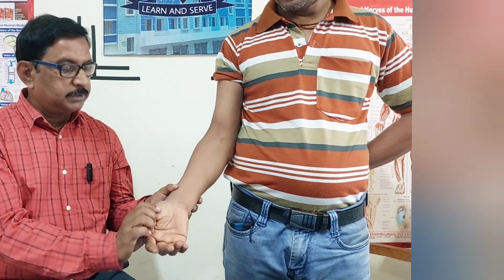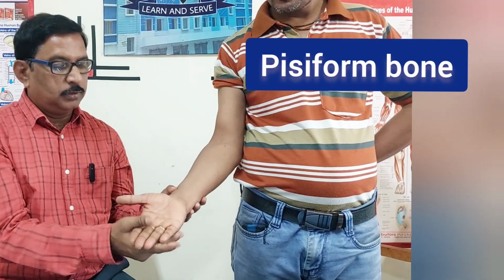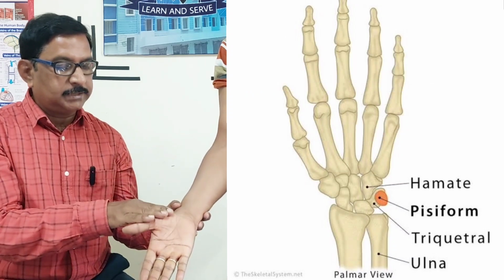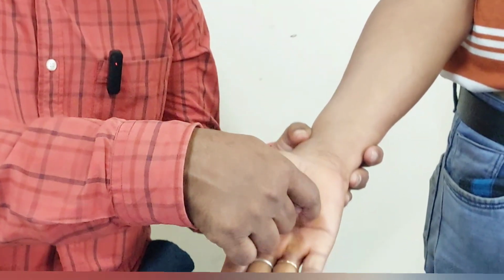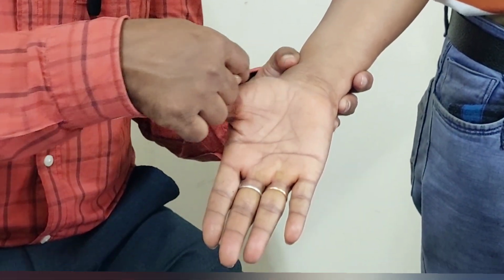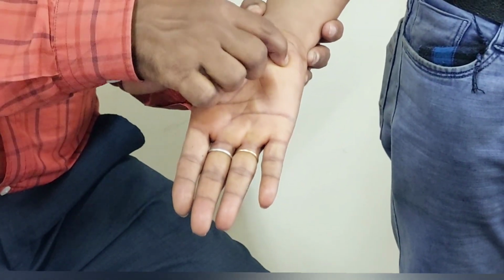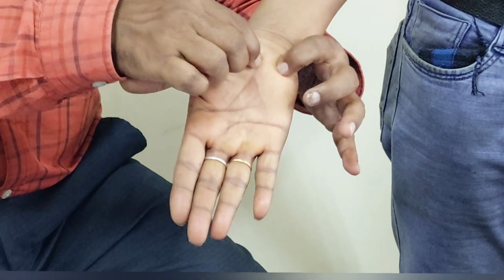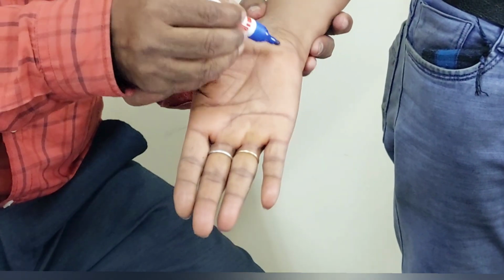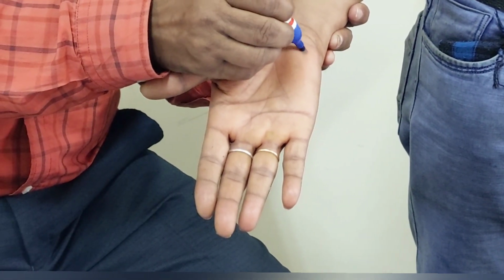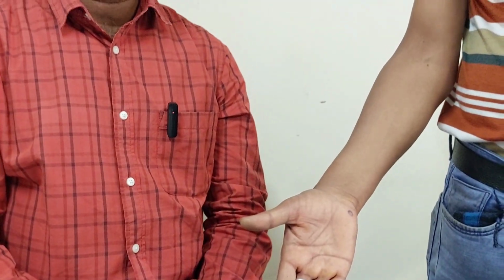Next important landmark is the pisiform bone. This is the palm of the hand, this is the medial side, this is the lateral side, and this eminence is called the hypothenar eminence. This is the thenar eminence. On the hypothenar eminence, towards its base, medially, I will mark a point. That point corresponds with the pisiform bone. What type of bone is it? It is a sesamoid bone. And what is a sesamoid bone?